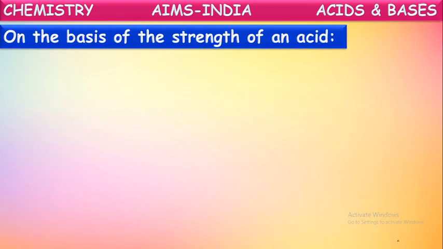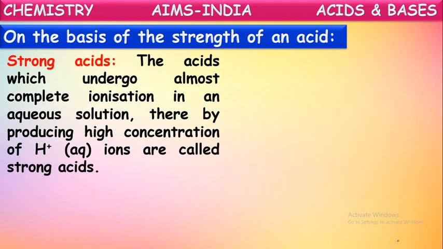Next categorization is on the basis of the strength of the acids. Based upon the strength also, acids are classified into different types. What are they? Strong acids. One of them is strong acids. The acids which undergo almost complete ionization in an aqueous solution, producing a high concentration of H plus ions, are called strong acids.